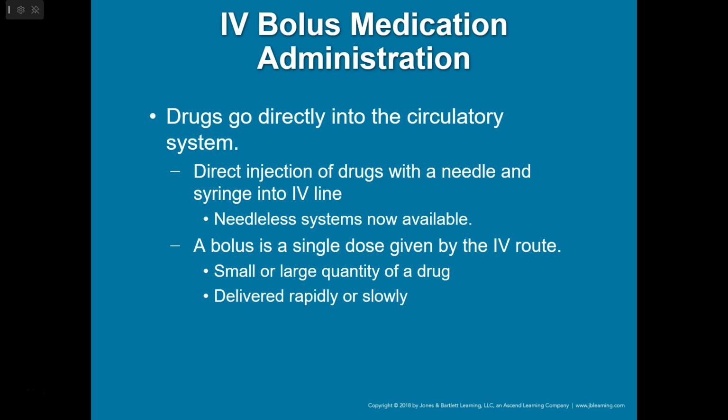A bolus is a single dose given by the IV route. That can be a fast push bolus or a slow push bolus. Virtually all of our medications are a slow push bolus over a minute or two. The only time we give a fast push bolus would be adenosine, because the half-life of adenosine is like 10 to 12 seconds. We need a fast push into the IV so it can get to work before it's eliminated by the body. All of our other medications we give as a slow push bolus over a couple minutes.